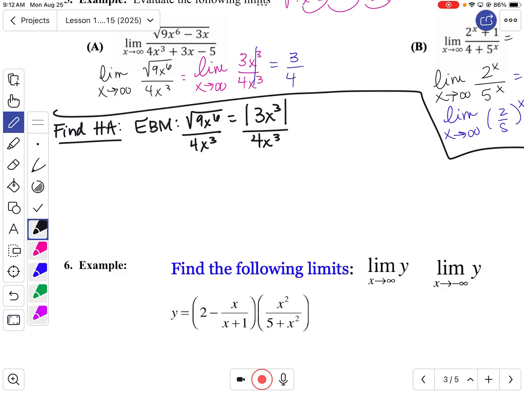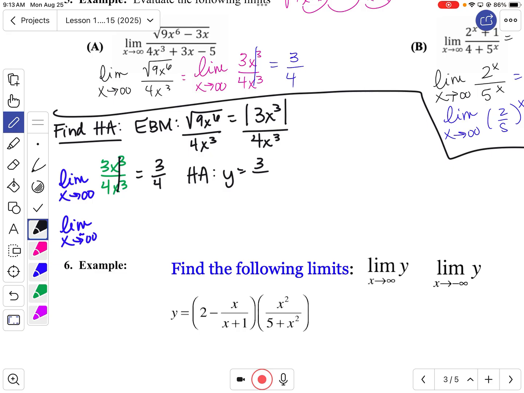The reason we do that is because I have to think about the limit as x approaches positive infinity and the limit as x approaches negative infinity for horizontal asymptotes. I only have to do this when I'm looking for a horizontal asymptote. On the positive side, I want the positive absolute value, so it would be what we did a few minutes ago, 3x to the third over 4x cubed. That would go away, and so I get a horizontal asymptote of y equals 3/4.